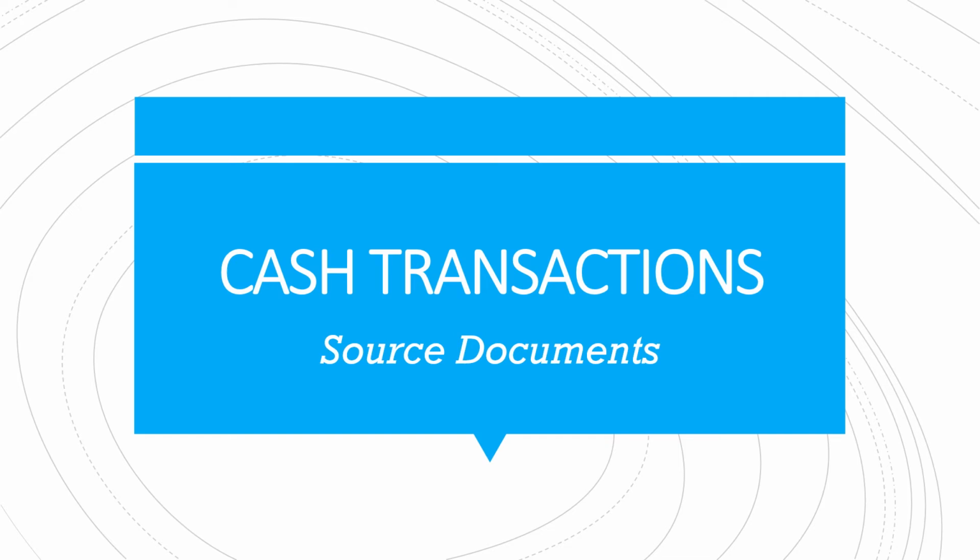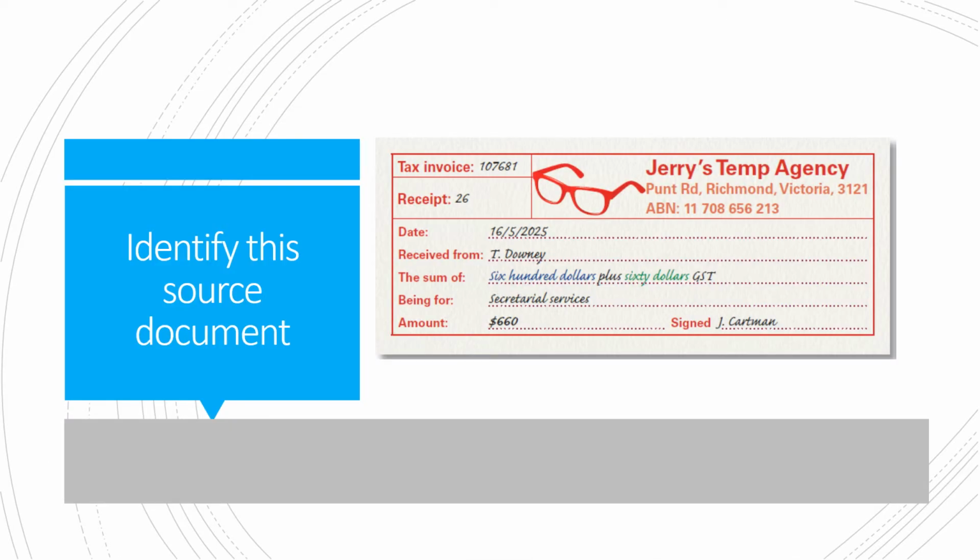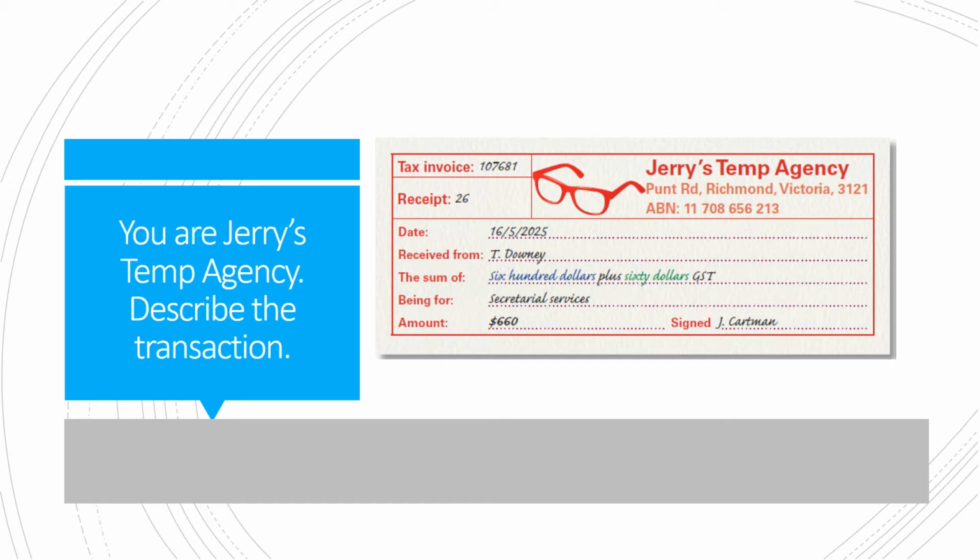In this video, we're going to explore the source documents that verify cash transactions. We'll start with cash receipts. This source document is a cash receipt. Imagine we are Jerry's temp agency. Therefore, we are the ones who are issuing this source document.